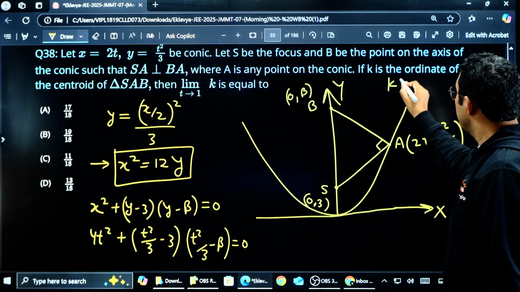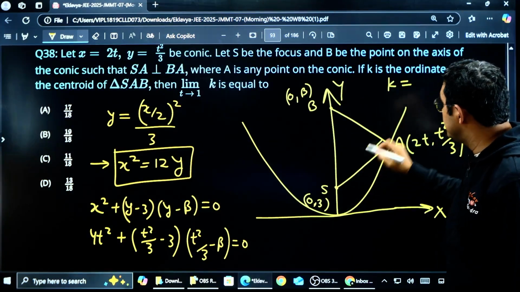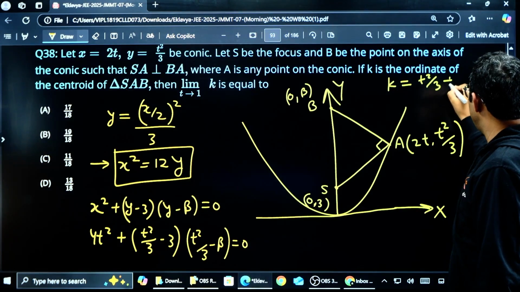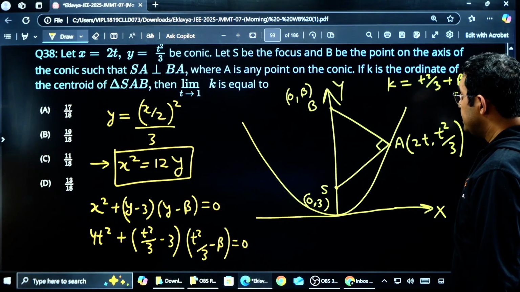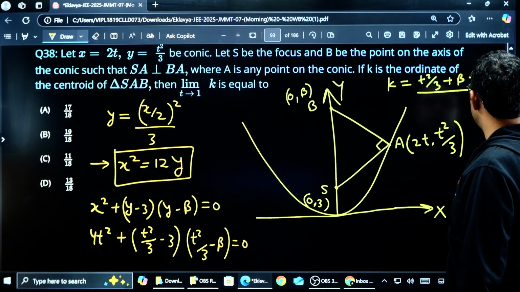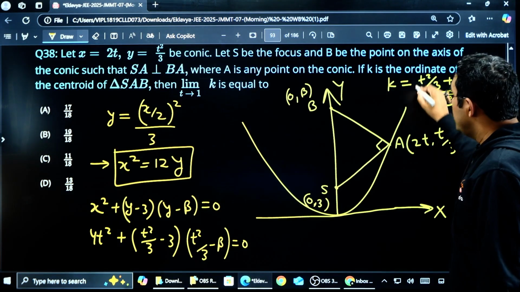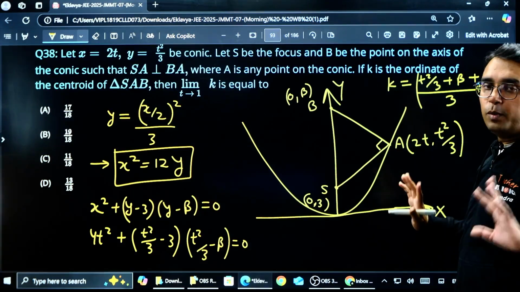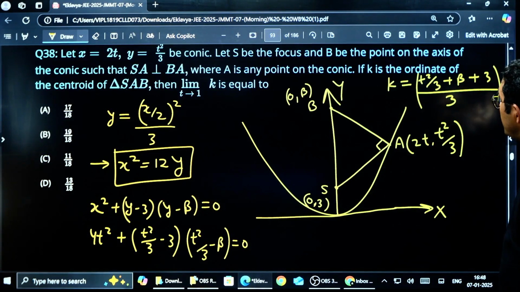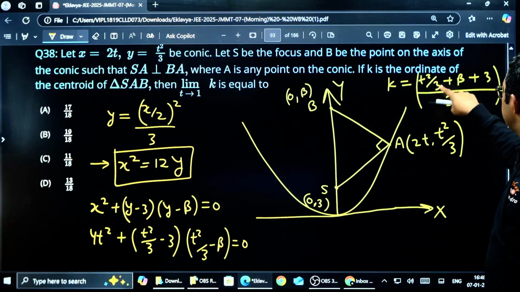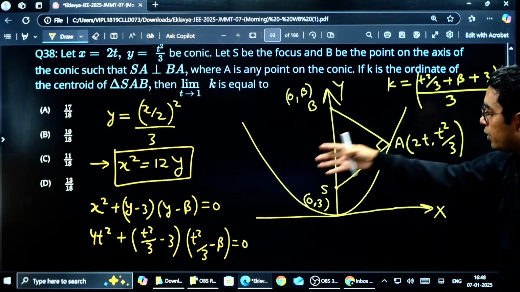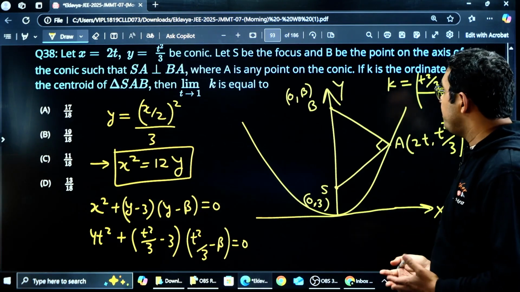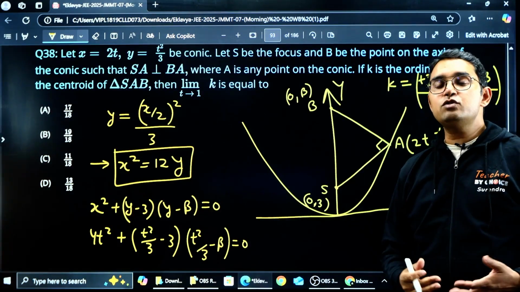Now we are asked to find the value of K, and what is K here? Let me write it here. K is just the sum of the y coordinates, so that is (t square by 3 plus beta plus 3) whole divided by 3. Now please listen carefully. Here they are asking the limit as t approaches 1. I don't think there is any 0 upon 0 form, because you can see here it is 3 only. If I put t as 1, this will be 1 upon 3 plus 3, and whatever beta value you are getting, this is not going to be 0 upon 0 form. So even if I put t equal to 1, my limit is going to be the same.